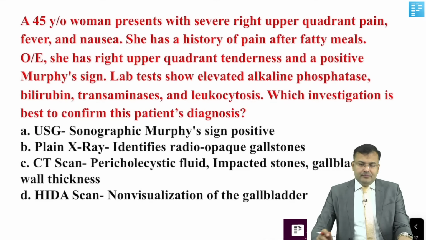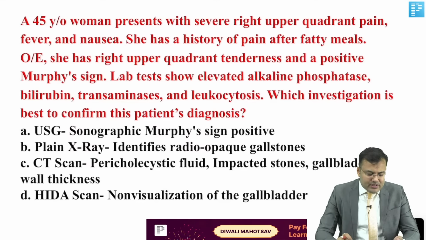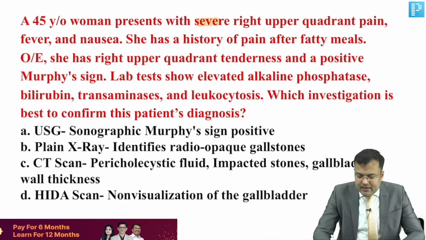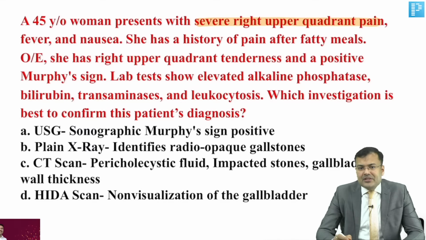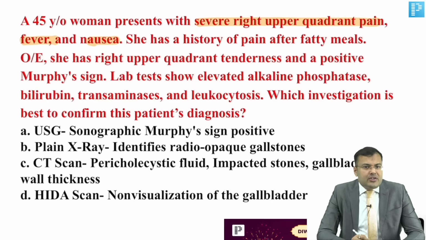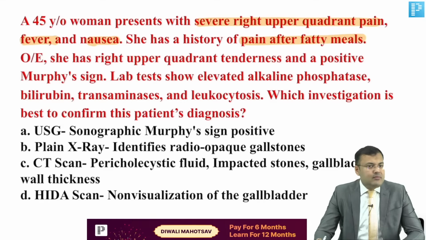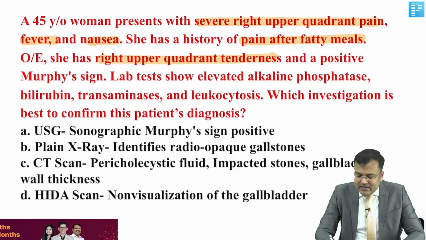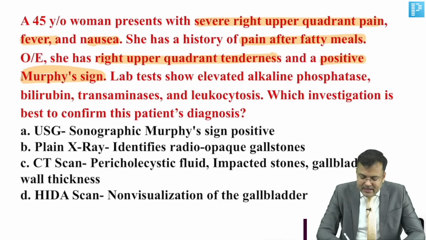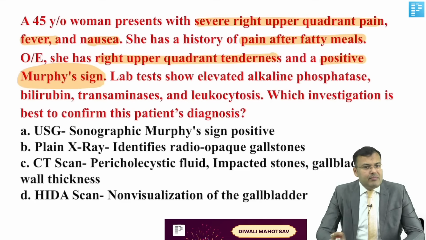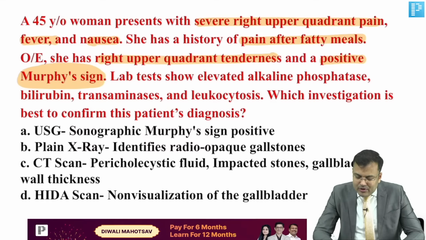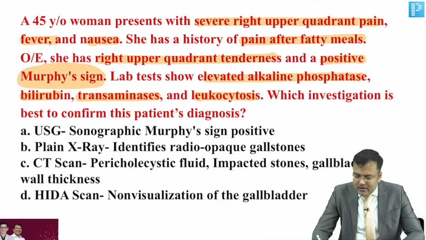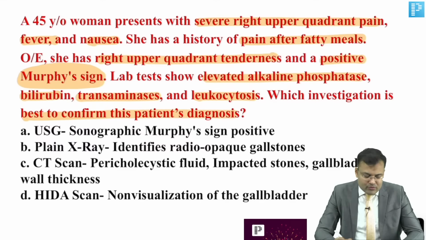Next question. Guys, this is a very easy question. Let me see who is the genius over here. A 45-year-old woman presents with severe right upper quadrant pain. Another problem, she has fever and nausea. She has a history of pain after fatty meals, most probably suggestive of biliary colic. On examination, she has right upper quadrant tenderness. There is a positive Murphy's sign. Guys, see this? Murphy's sign is positive, meaning the patient has acute cholecystitis. Laboratory tests show elevated ALP, bilirubin, transaminases, and leukocytosis. Which investigation is best to confirm this diagnosis?